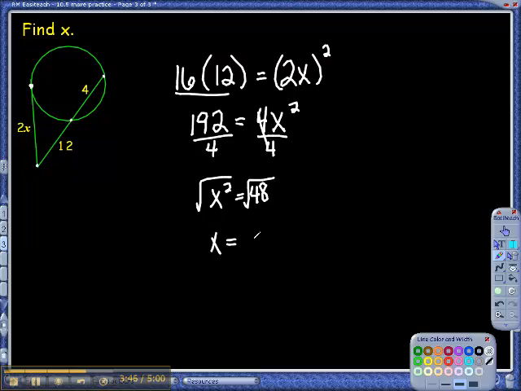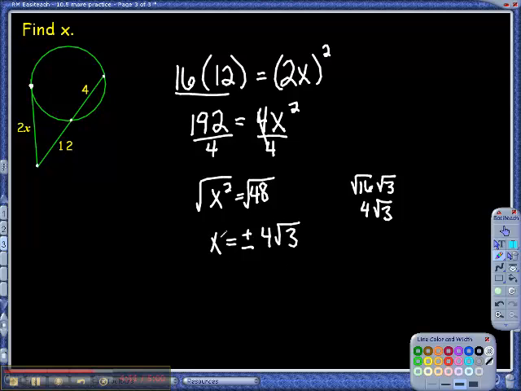Notice that 48 is not a perfect square. You're going to get a decimal. We technically could leave it as a simplified radical. The factors of 48 that are perfect squares would be radical 16 and radical 3, knowing that radical 16 would be a 4. We call that a 4 radical 3. So x equals plus or minus 4 radical 3.